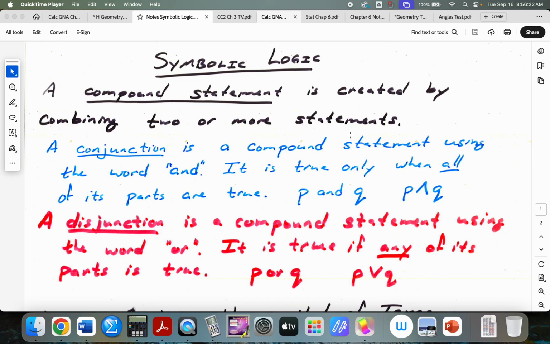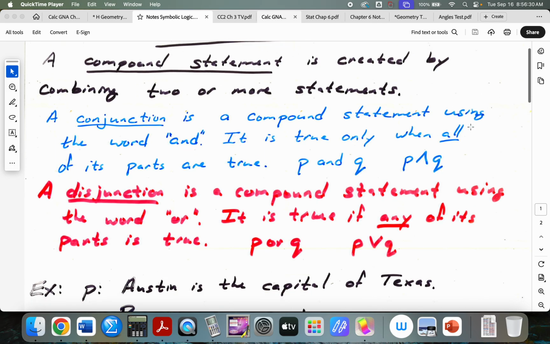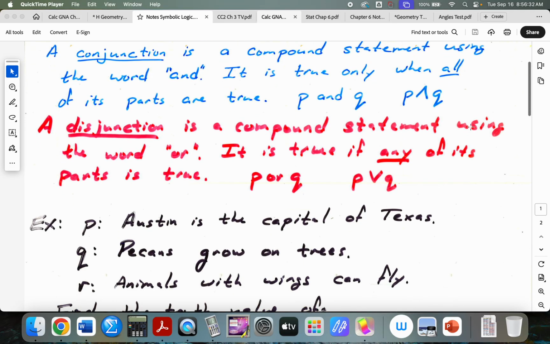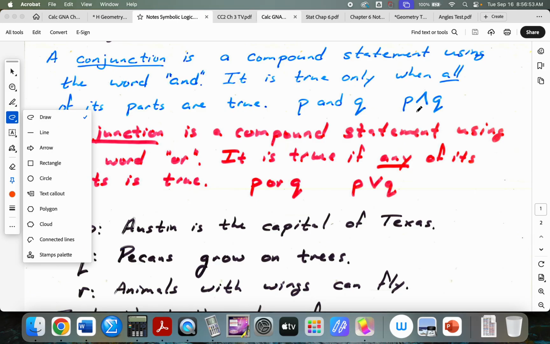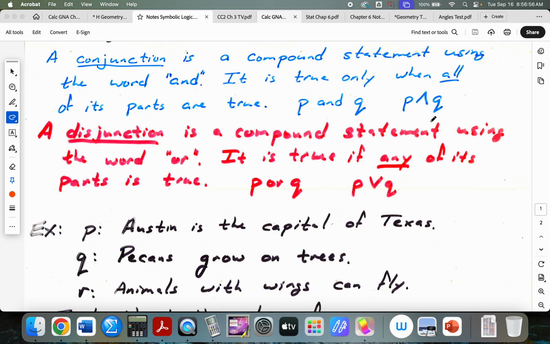It has a hypothesis and a conclusion. You've combined two other statements. So we've already done that one, but the two other ones that we'll deal with are a conjunction and a disjunction. A conjunction is a compound statement using the word and. It's true only when all of its parts are true. You can write it P and Q, or symbolically, P ∧ Q. And I think it's pretty easy because it kind of looks like a capital A without the little crossbar.